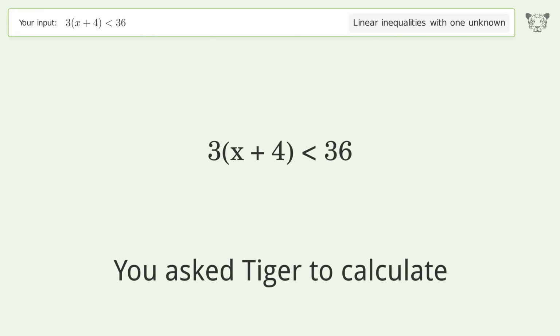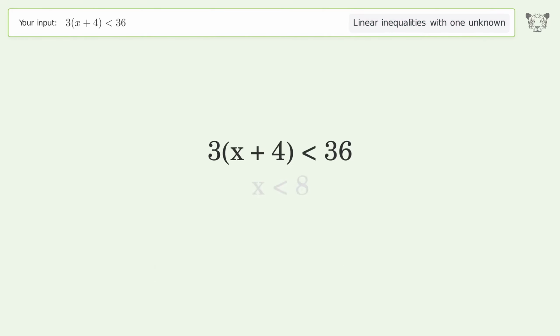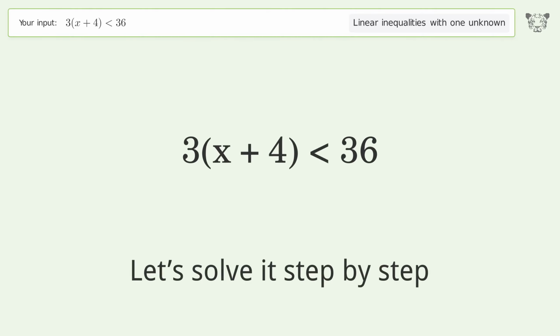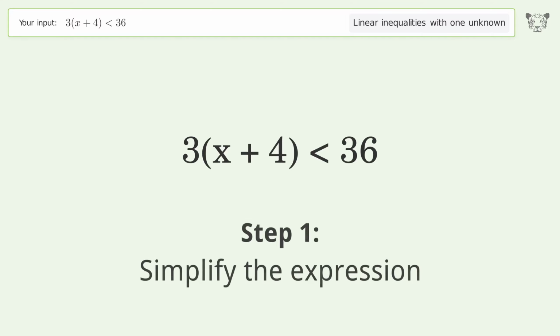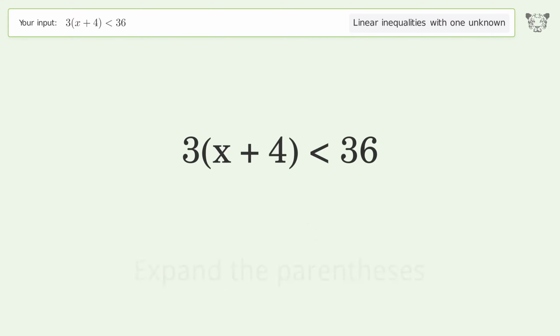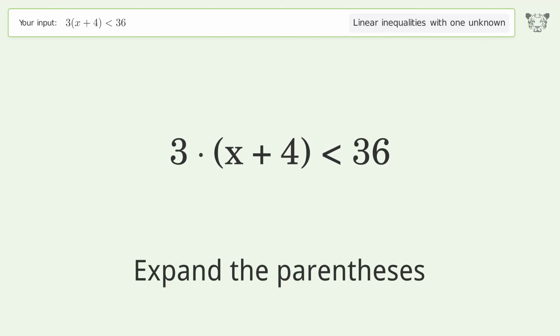You ask Tiger to calculate. This deals with linear inequalities with one unknown. The final result is x smaller than 8. Let's solve it step by step. Simplify the expression. Expand the parentheses.